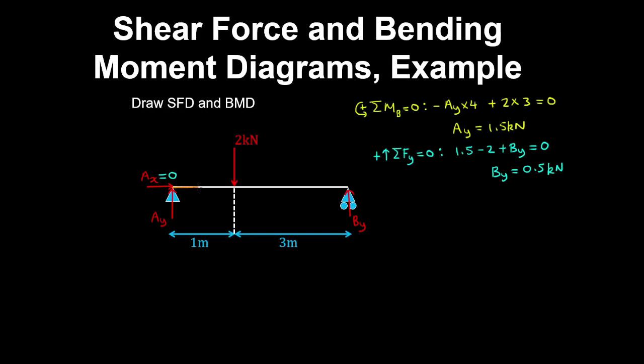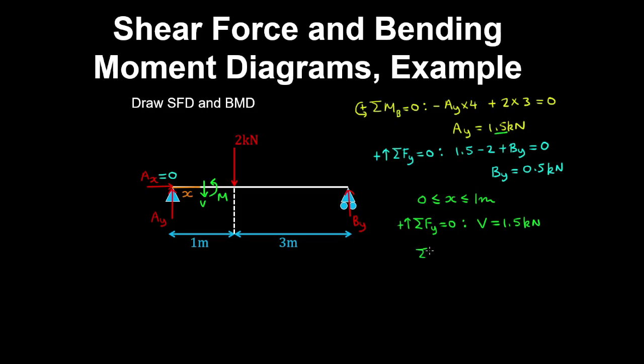And now if we cut the beam, taking a free body of a section that's at some distance x from the pin, we expose the internal shear force and bending moment. So from 0 to 1 meter, if we take an equilibrium of forces with our upwards positive convention, the shear force is equal to the reaction AY, which is constant at 1.5 kilonewtons.